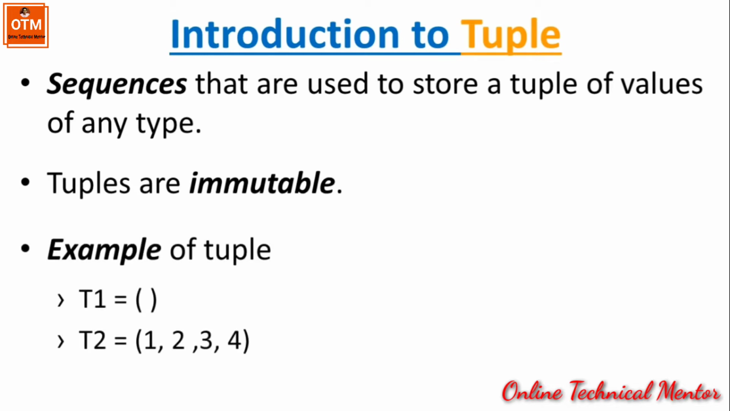Some examples of tuples are: the first one is written as t1 equal to first bracket open close. So this is an empty tuple. In the case of a tuple, the sequences are enclosed within parentheses, that is an opening first bracket and a closing first bracket. Look at the second example. Here it is written t2 equal to within first bracket 1, 2, 3, 4. So it is an integer tuple and it is enclosed within first brackets open and close.